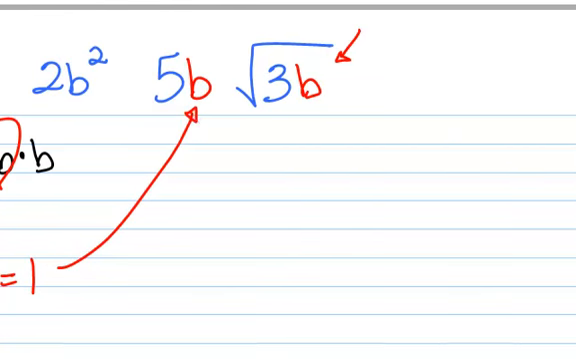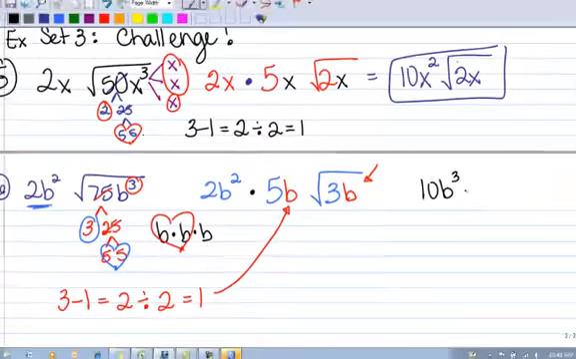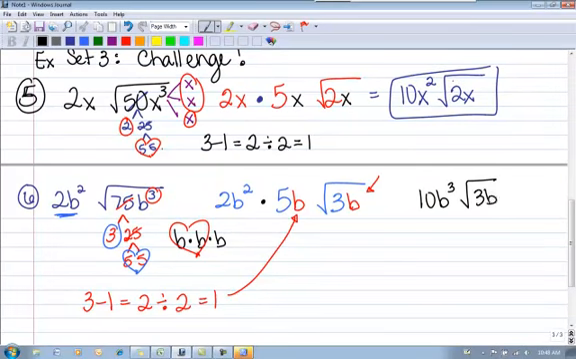And then last but not least, I go ahead and multiply everything outside the radical. So 2b squared times 5b gives me 10b cubed. And I multiply everything inside the radical, so 3 times b is 3b. And my final answer is 10b cubed times radical 3b.